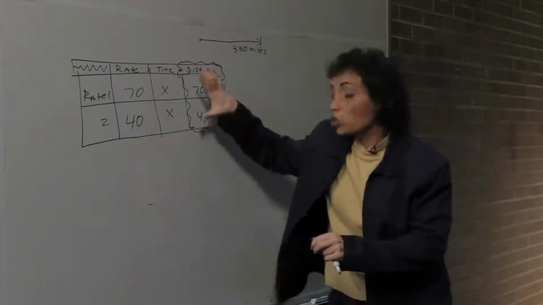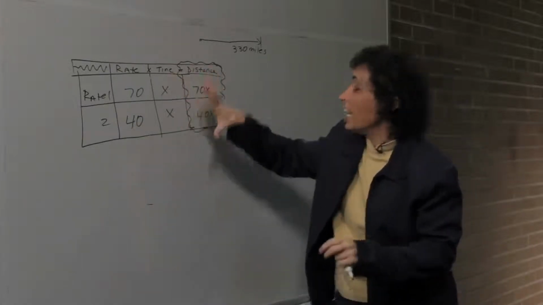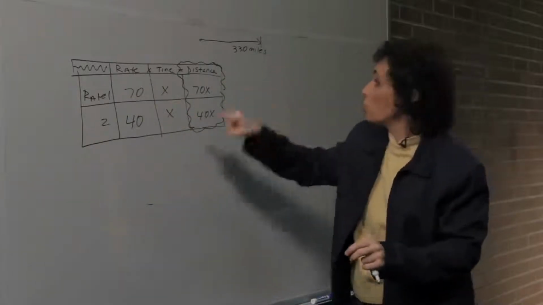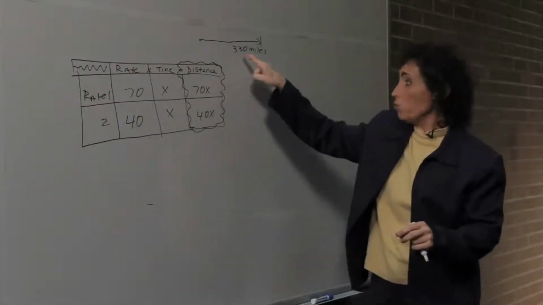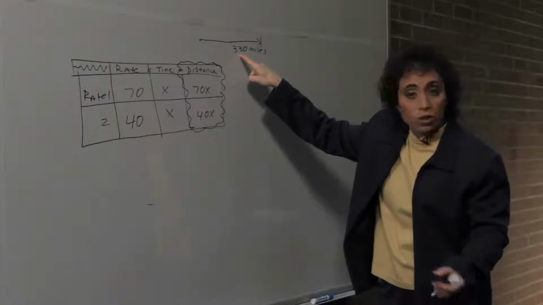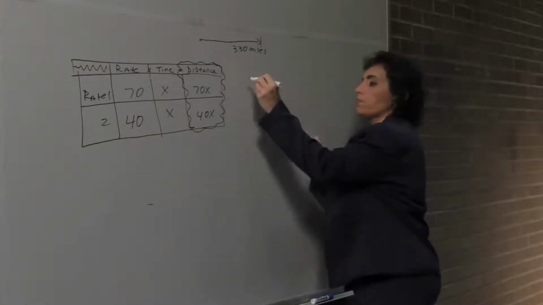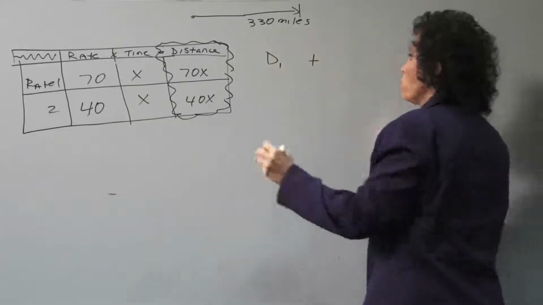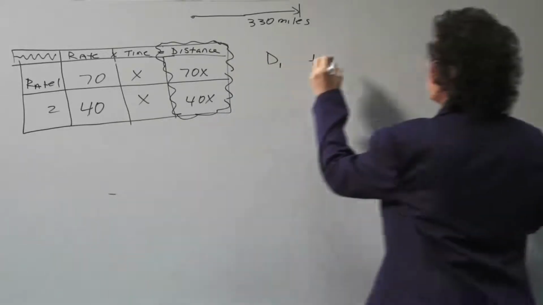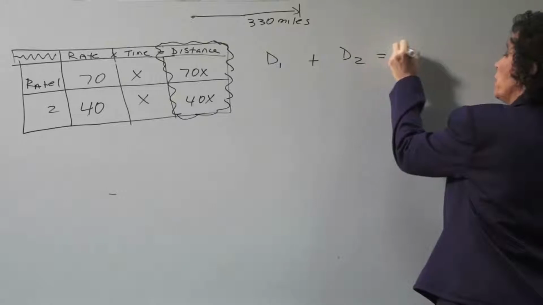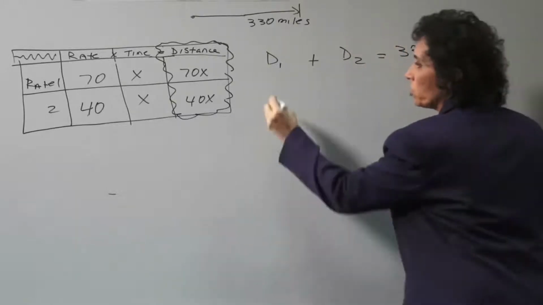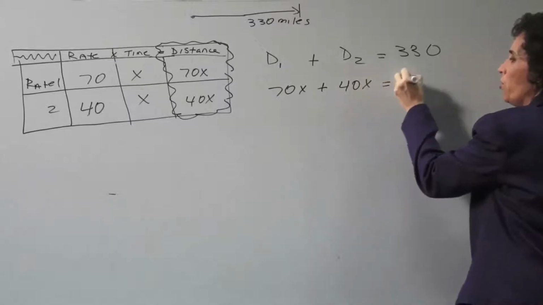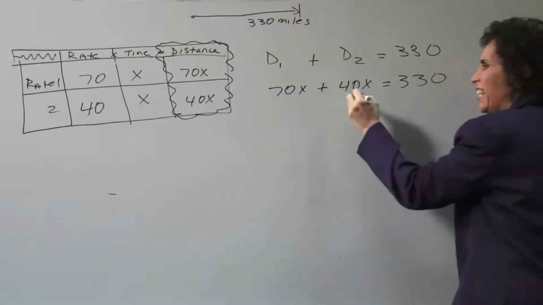Now, not only does that squiggle remind me to use the formula, it also says I have to write my equation about distance. So what do I know about distance? Well, I know she went a total of 330 miles. So the distance of 1 plus the distance of 2 equals 330, total distance. That's 70x plus 40x. Oh, this one's so easy.